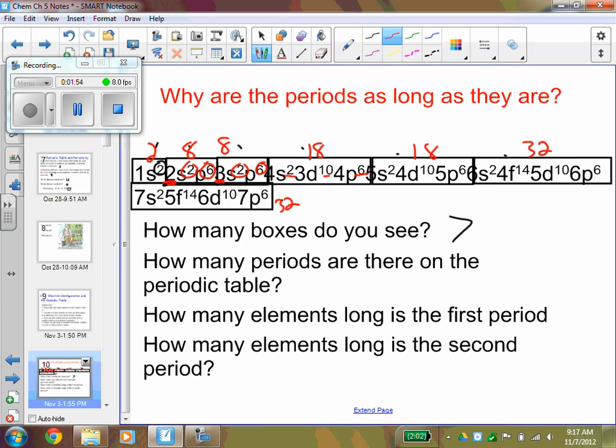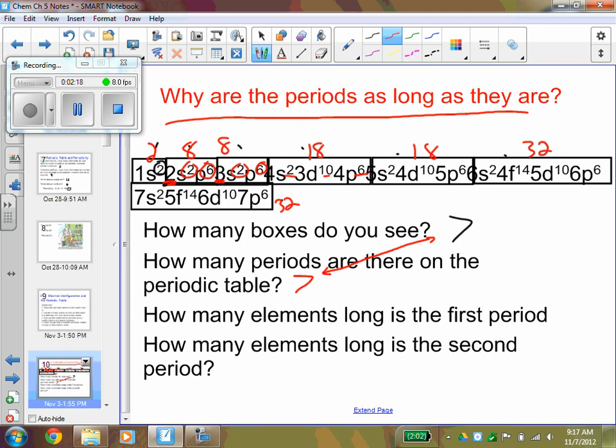Let's keep answering these questions. How many periods are there on the periodic table? Of course, we already mentioned that there were 7. So we see that these 2 things correspond to each other. How many elements long is the first period? We already talked about that. However many elements there are in a period, that many electrons fill that period. That's what dictates why the periods are as long as they are.